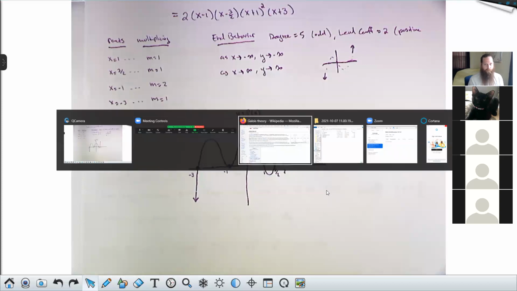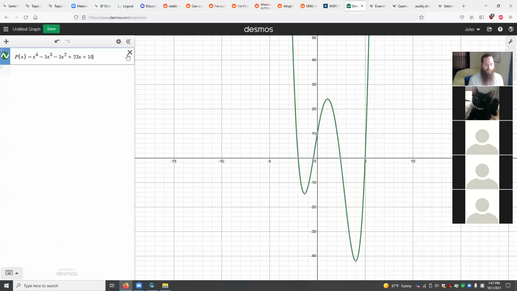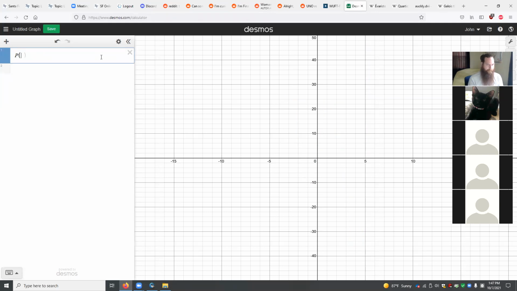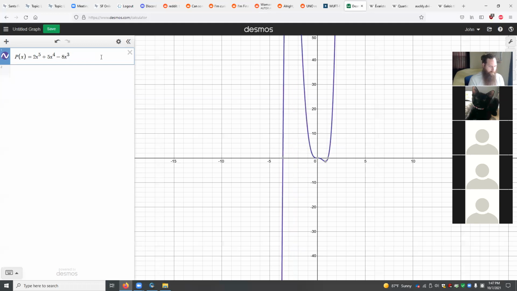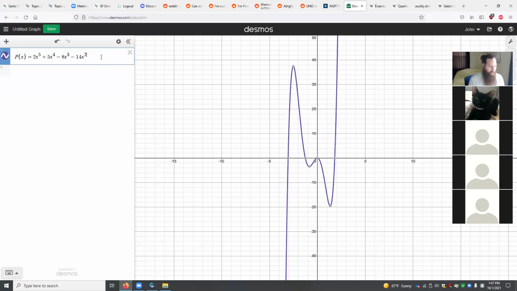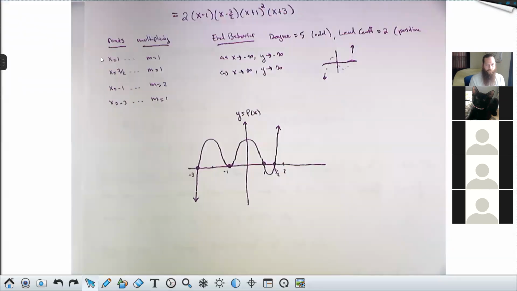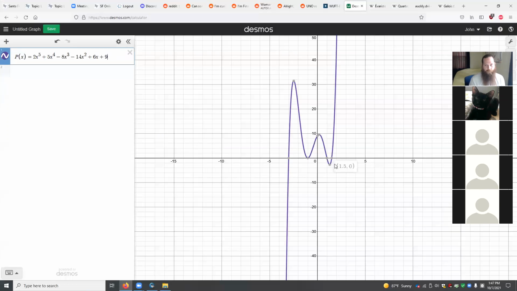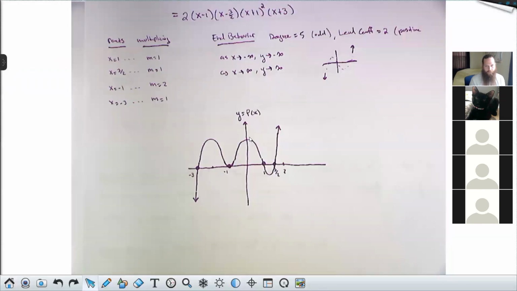Okay, let's see what Desmos says. We had 2x^5 + 5x^4 - 8x^3 - 14x^2 + 6x + 9. Damn, we're doing all right. Yeah, so okay, this first hill is much taller. We couldn't have known that. This valley is kind of shallow. That's good. This guy, we're off a little bit on the peak there, but this is good.